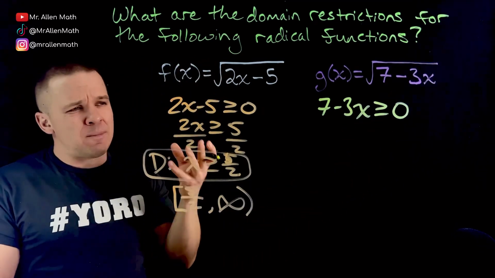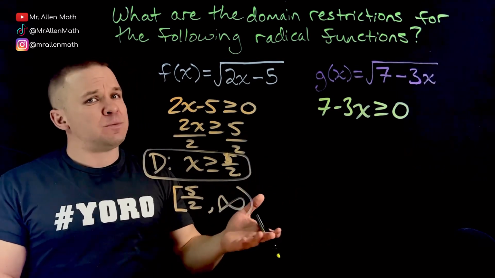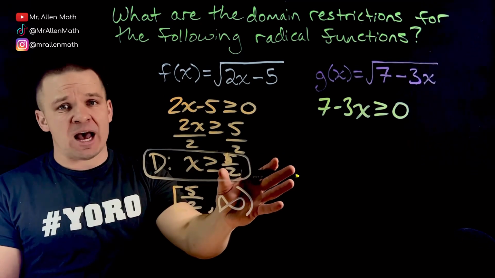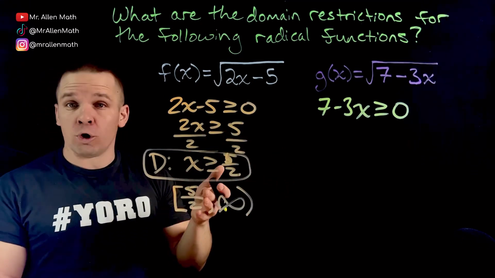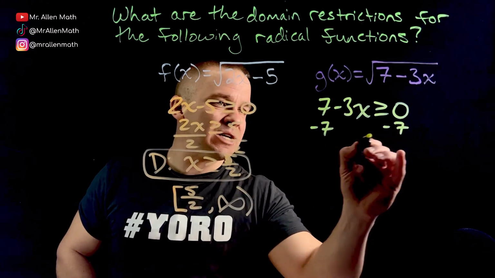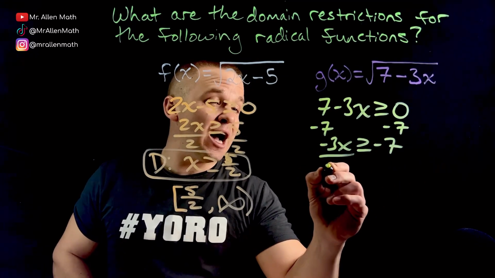It always helps to remind yourself, hey, why am I setting it greater than or equal to 0? It's because I can square root 0 and anything larger than that. As long as I make that 0 or larger, we're good. So now I'm going to subtract 7 on each side. I'll get negative 3x is greater than or equal to negative 7. I'm going to divide by negative 3.